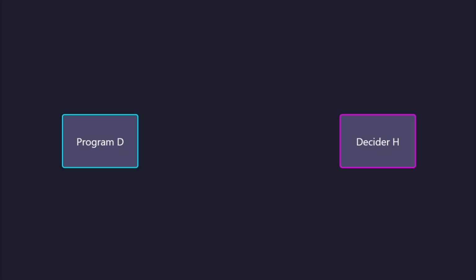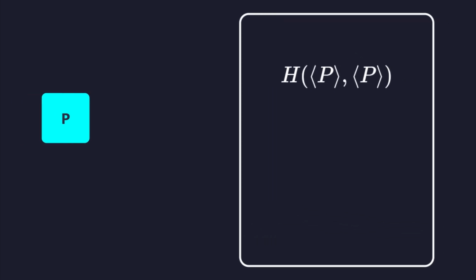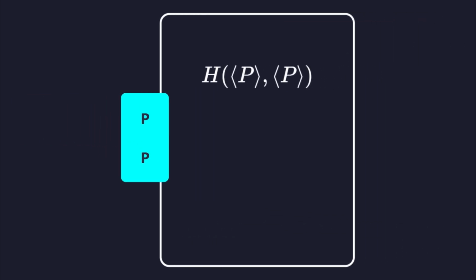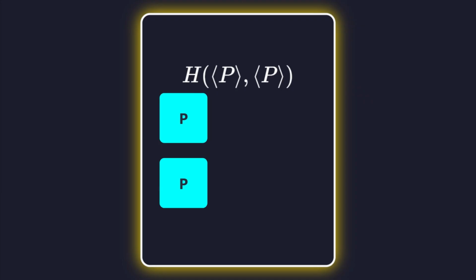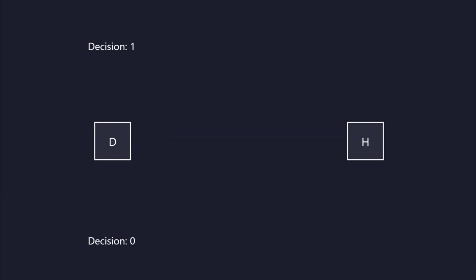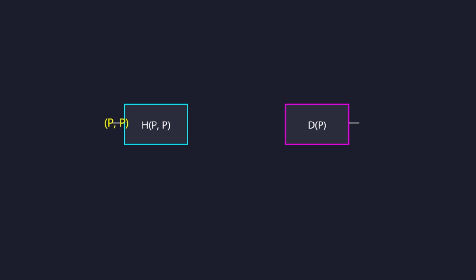Inside its logic, program D immediately calls our hypothetical halting decider H to analyze the provided input code. D passes the source code of program P to function H as both the program to check and the input. Program D then evaluates the specific binary result returned by function H to decide its own subsequent computational move.